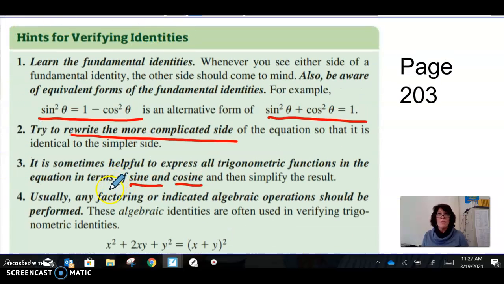There's actually multiple ways. I love this section because sometimes I'll have one trig identity and I'll have my class do it 3 different ways. And they're all correct, as long as you get the left side to equal the right side or the right side to equal the left side.